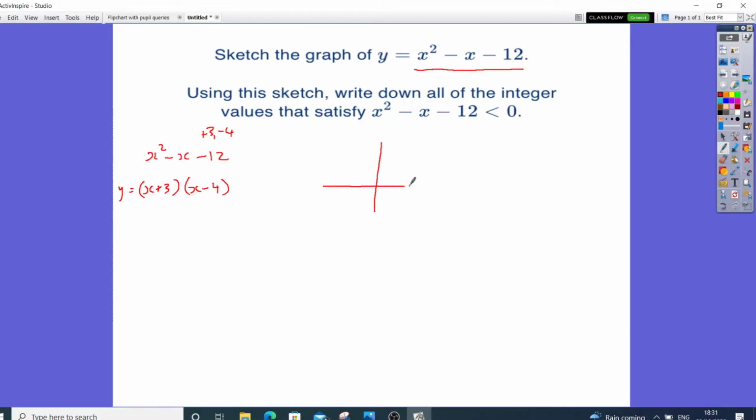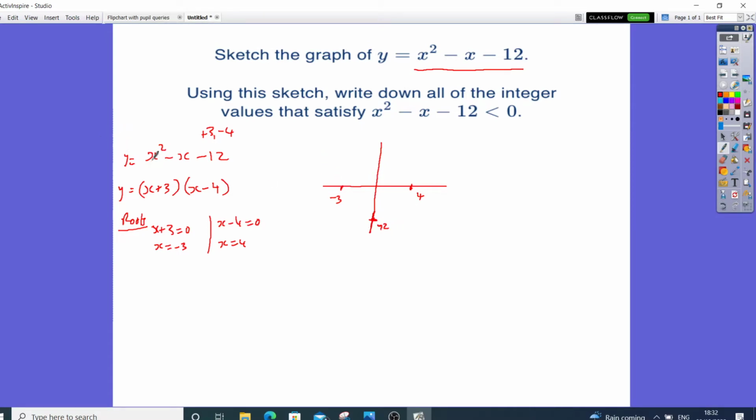So you should know from this graph, the roots are going to be: x plus 3 gives me 0, so x must equal minus 3. And x minus 4 equals 0, so x is going to equal 4. So you've got 4 here, and you've got minus 3 here. Also, when x equals 0, that will end up as minus 12. But you don't need to know that, just in case. There's minus 12 here for now.